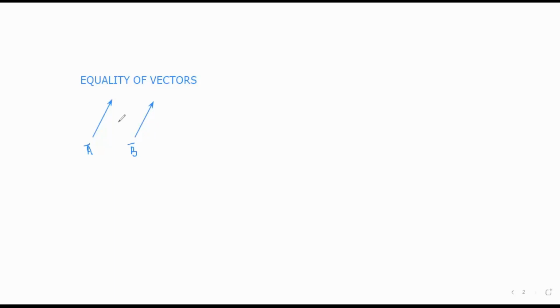Either the direction of B must be different, or the magnitude of B must be different. So these vectors A and B are said to be unequal. So we write that the vectors A and B are equal only if their magnitude and direction are both equal.